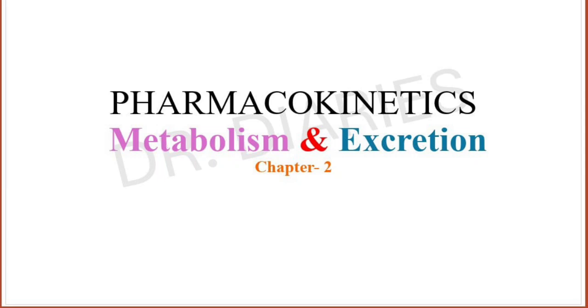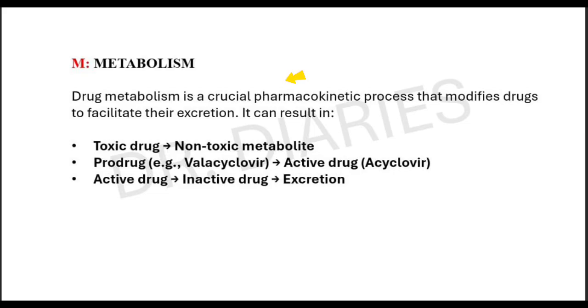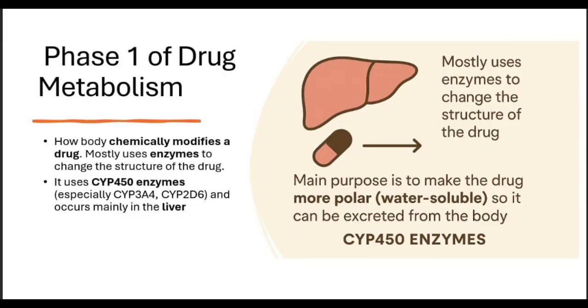Pharmacokinetics, Metabolism and Excretion. Chapter 2. Drug metabolism is a crucial pharmacokinetic process that modifies drugs to facilitate their excretion. It can result in a toxic drug getting converted into a non-toxic metabolite, a prodrug, e.g. valacyclovir, getting converted into an active drug, acyclovir, or an active drug getting converted into an inactive drug, which then gets excreted. Phase 1 of drug metabolism: how the body chemically modifies a drug.